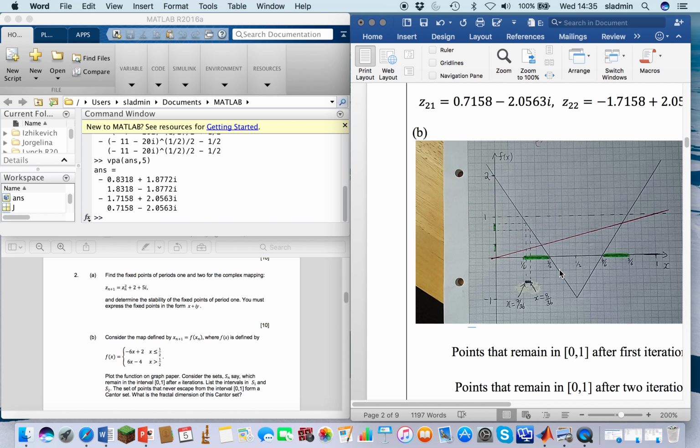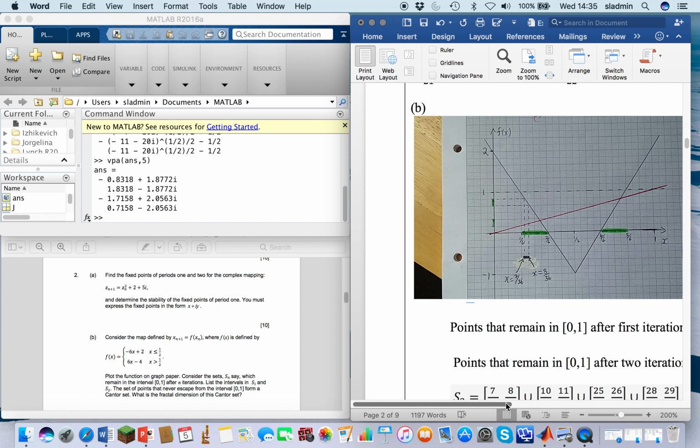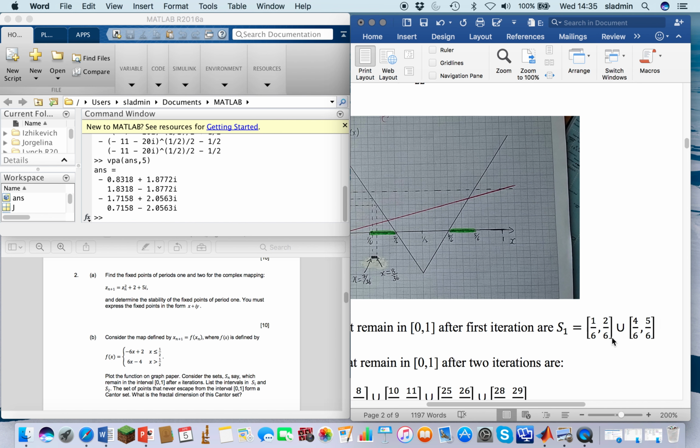In this case, we go down to the curve, and then we go across the diagonal, which will be over here. And again, that's outside 0, 1. But these points in green, we go up to the curve, across the diagonal, they remain in 0, 1. Similarly, these points here, we go up to the curve, across the diagonal, these points also remain in 0, 1. So therefore, our first bounding region for fixed points of period 1 is 1/6 to 2/6 and 4/6 to 5/6.